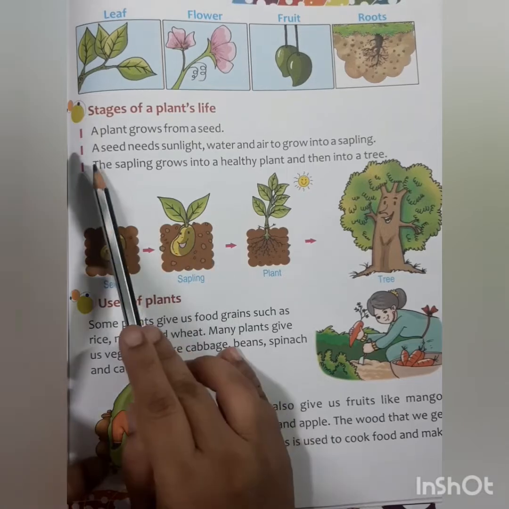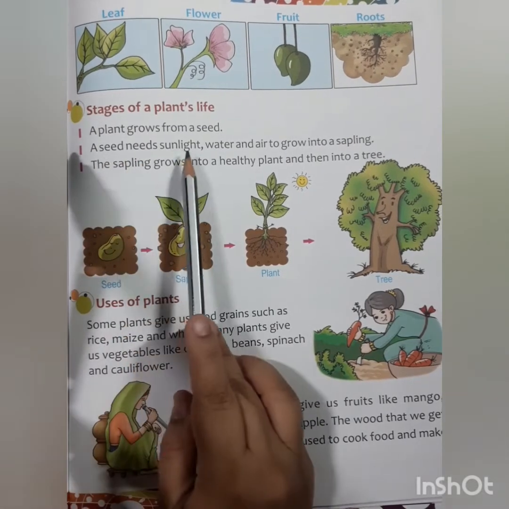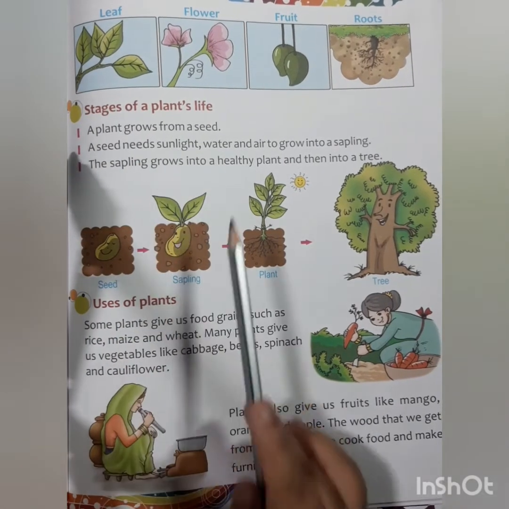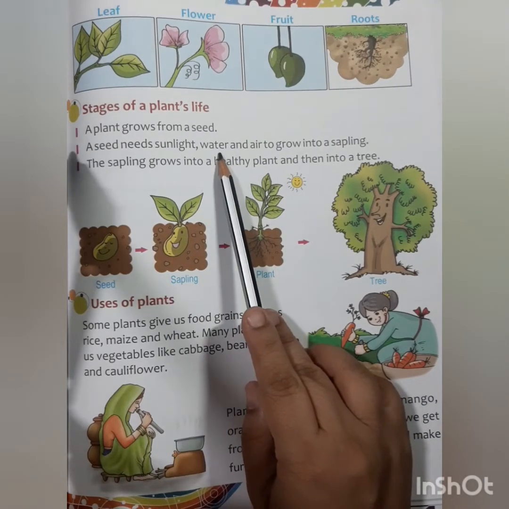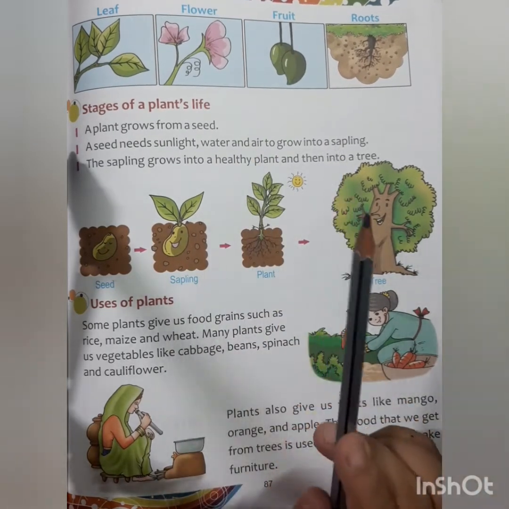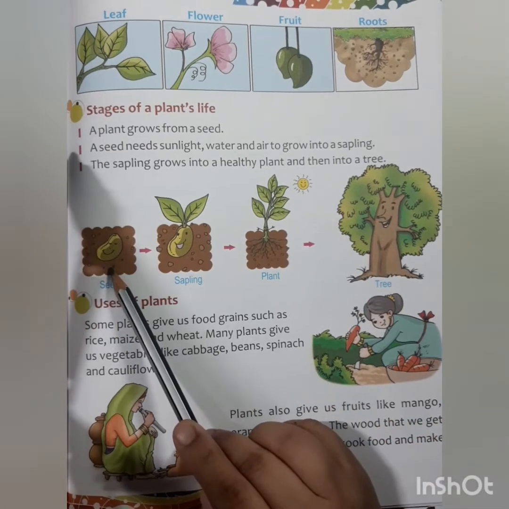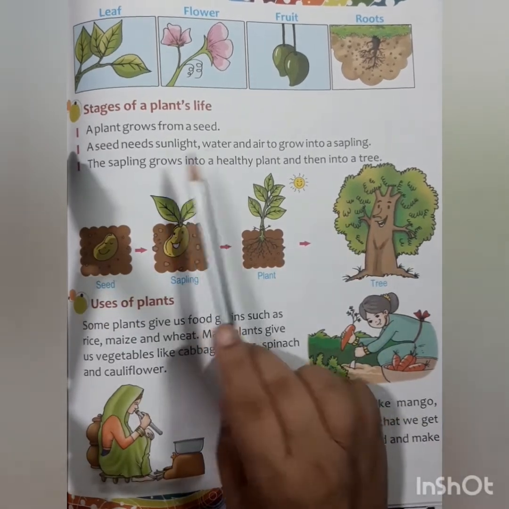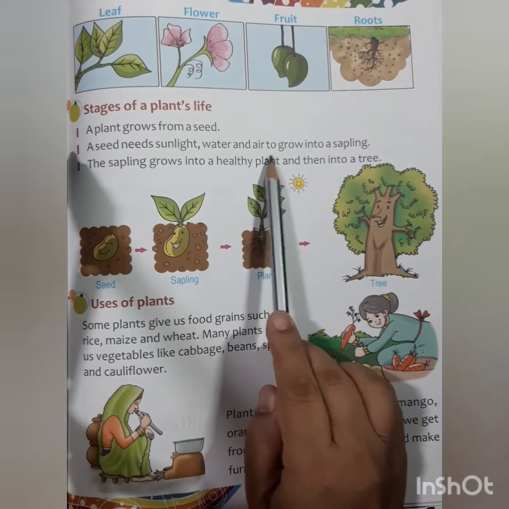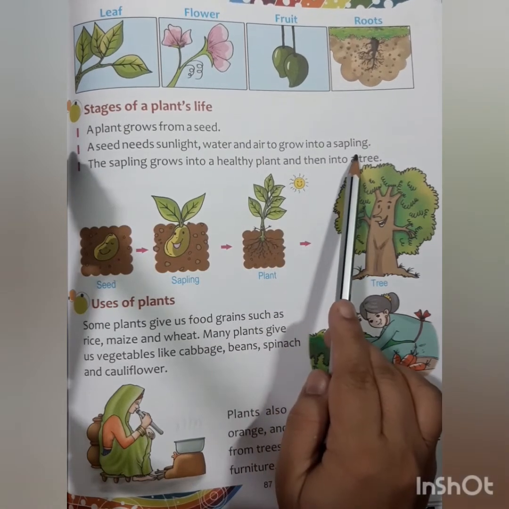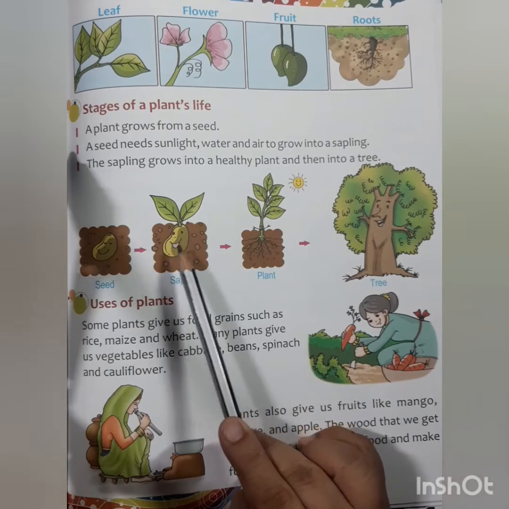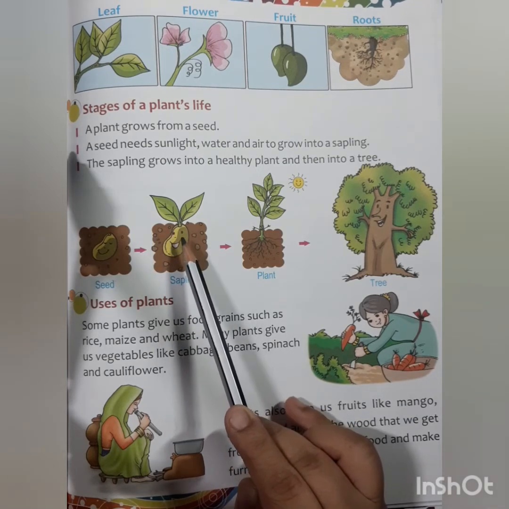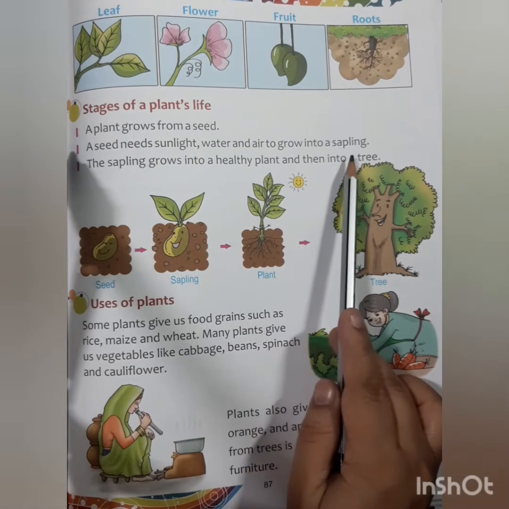Okay, and what does a seed need? Sunlight. Sunlight is very important for the seed. And what else is important? Water and air. Three things are very important for a seed to grow: sunlight, water, and air to grow into a sapling. What is this? A small seed that brings about some leaves, that is known as a sapling.